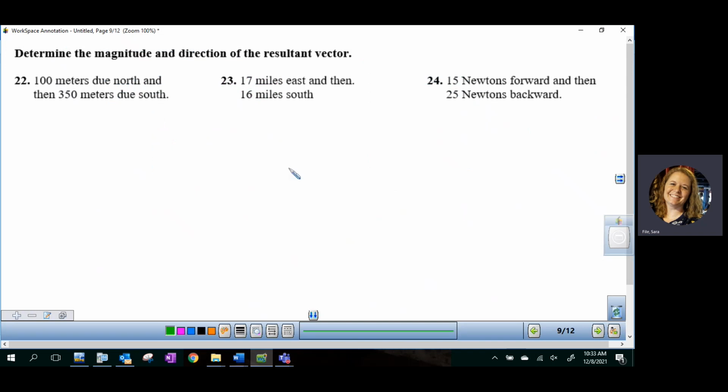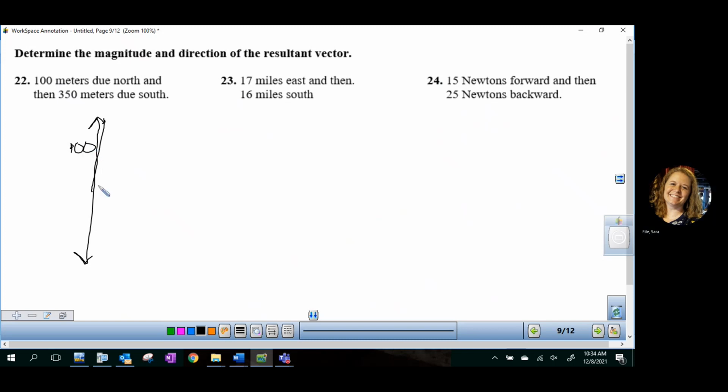All right. Here, we want to determine the magnitude and direction of the resultant vector. So I'm going to sketch what it says. So due north, 100 meters. So I go up 100, and then south, 350. So aren't part of those going to negate each other? So I went up 100, and then I went down 350. What is that going to give me? So 250. Now, it's negative 250. That's because it's going down, right?